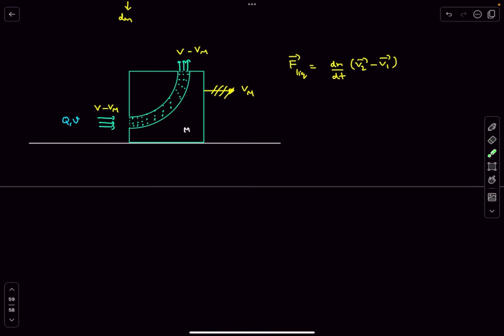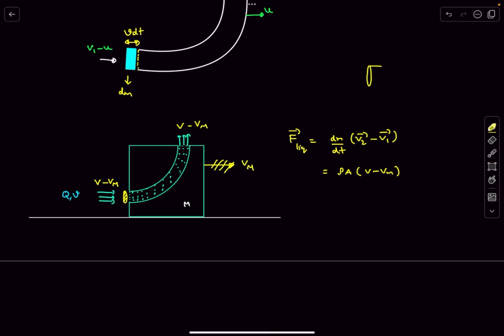So here dm by dt once again is with respect to the frame of the box. So this is going to be rho times, let's say the area of cross section of the jet is a, and the relative velocity with which the fluid enters, which is v minus vm. So the formula I applied is just dm by dt equals rho a v, which is a pretty simple result.